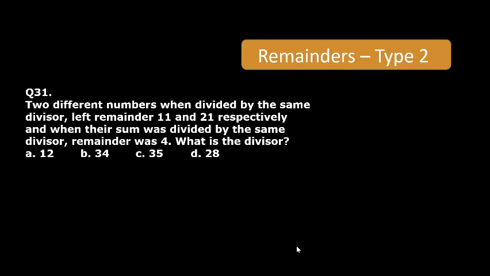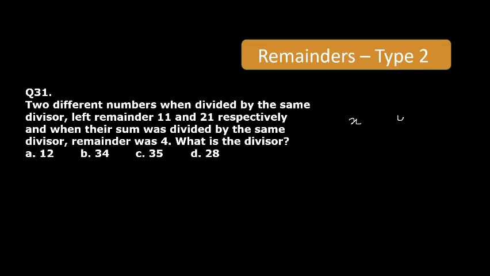There are two different numbers. They were giving remainders 11 and 21. But when their sum is divided by the same divisor, the remainder is 4. So the sum is what he is doing, so the remainders should get added. 11 and 21, you should get 32. But no, he is saying the remainder is 4 after that. So find the difference and that is your answer. Simple. 32 minus 4 is your answer. That means your answer is 28.